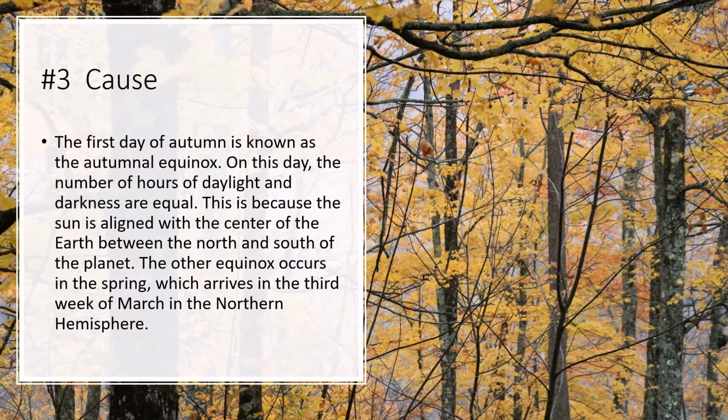The first day of autumn is known as the autumnal equinox. On this day, the number of hours of daylight and darkness are equal. This is because the sun is aligned with the center of the Earth between the north and south of the planet. The other equinox occurs in the spring, which arrives in the 3rd week of March in the northern hemisphere.